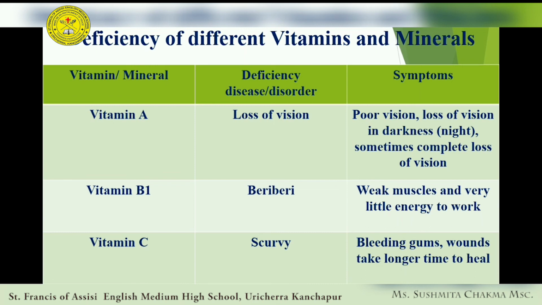Now deficiency of different vitamins and minerals. Vitamin A: if there is a deficiency, the disease may be loss of vision, and symptoms are poor vision, loss of vision in darkness, and sometimes complete loss of vision. Vitamin B1 deficiency symptoms are weak muscles and very little energy to work. Now vitamin C deficiency disease is scurvy, symptoms are bleeding gums, and wounds take a longer time to heal.